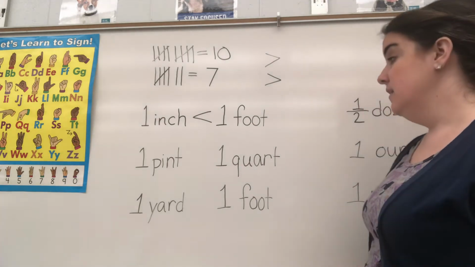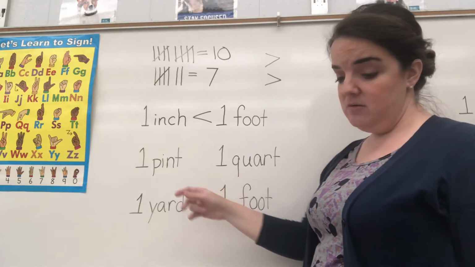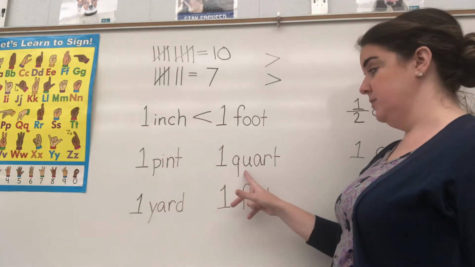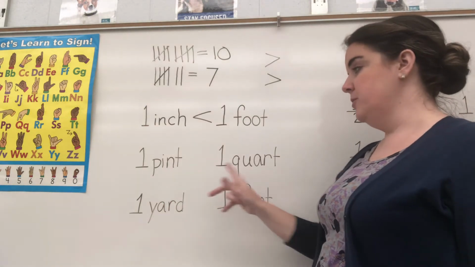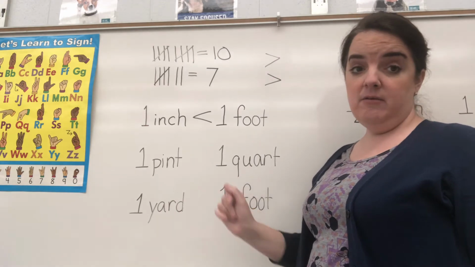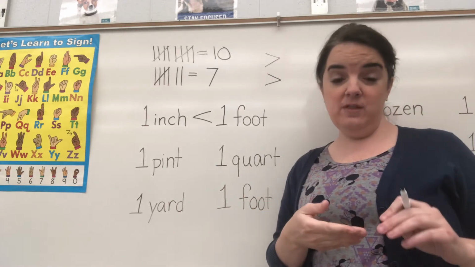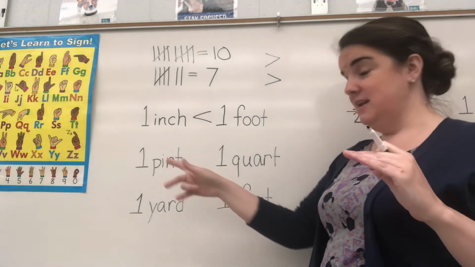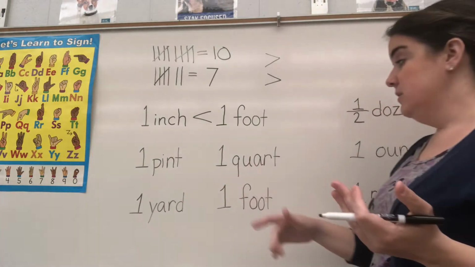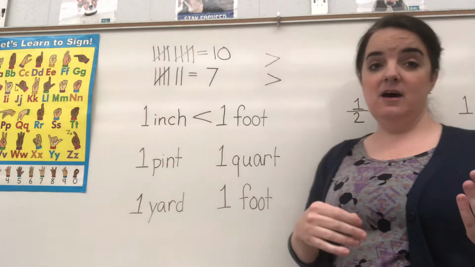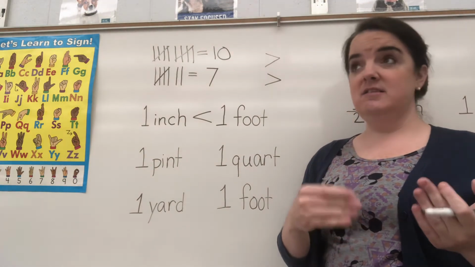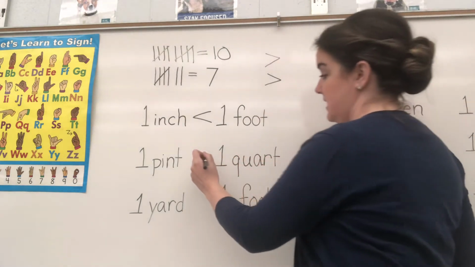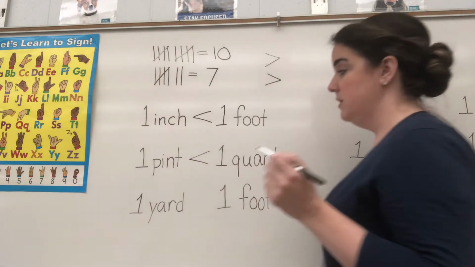All right, let's go to 1 pint and 1 quart. You have 1 pint and 1 quart. Which one is more? Okay, now remember a pint, it's only just like a little tiny milk carton. That's 1 pint. And then 1 quart would be, let's see, I believe it's four of the little pints. So 1 pint is less than 1 quart.